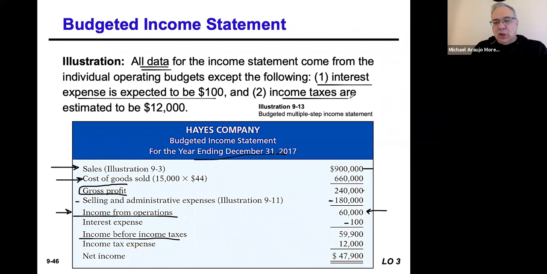The second thing we need to know is either the income tax rate or the amount of income tax. And here it's $12,000 that we will subtract out as income tax expense. And bada bing, bada boom, we have a net profit, net income of $47,900. That's the expected net profit at the end of that period of time based on all these budgets.